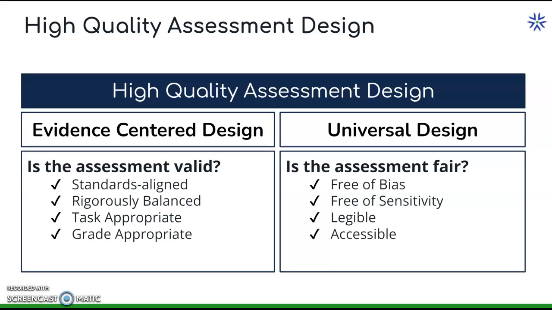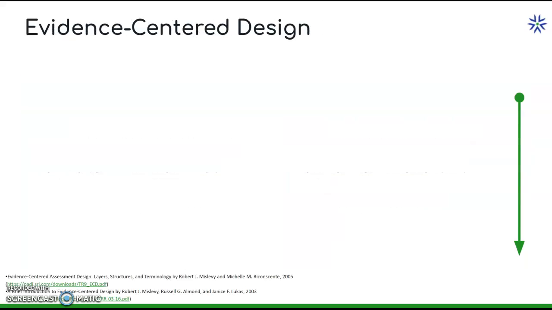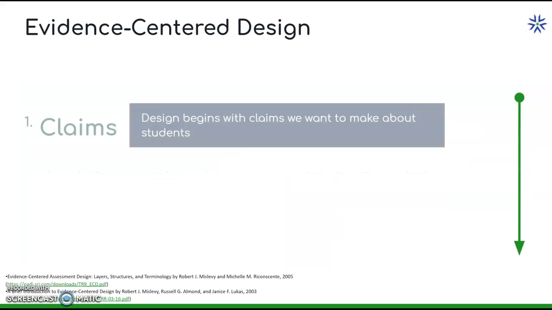The second question, is the assessment fair? This questions whether or not the content we've put into the assessment, the stimuli we've used, the items we've written are free of bias or sensitivity that might disadvantage people based on their identity or some other form of their background. Legibility and access also asks the question of, can all students answer the question without any barriers to fully representing what they do and don't know? We're going to focus on evidence-centered design for the remainder of this module.